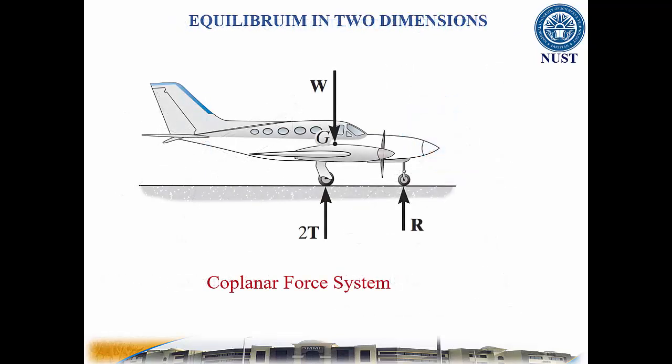First, we will consider a case where the forces acting on a rigid body lie in a single plane. This type of force and couple system is often referred to as a two-dimensional or coplanar force system. For example, the airplane shown here has a plane of symmetry through its center axis, and so the loads acting on the airplane are symmetrical with respect to this plane. Thus, each of the two wing tires will support the same load T, which is represented on the side view of the plane as 2T.